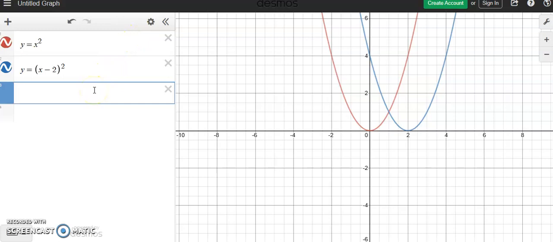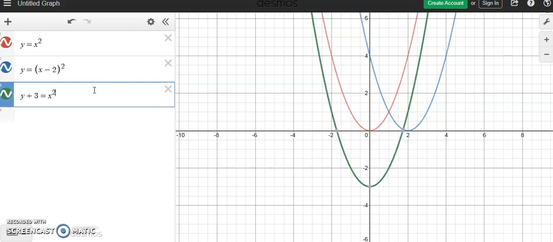And let's try the third one now. Y equals, and I'm looking through my notes here. Remember that it was y plus 3 equals x squared? Well, we're actually going to remove the 3 over. You could put it on that side, you could leave it there. Desmos allows you to do that. Y plus 3 equals x squared. And look at that. You see that? It did get moved down, didn't it?